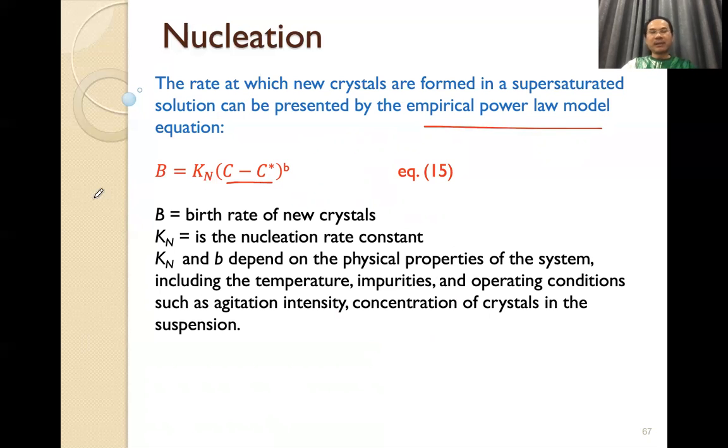Nucleation rate B is the birth rate of new crystals. It's a function of concentration in terms of delta C, C minus C star, to the power b. Kn and b you can estimate from experimental data. Kn is the nucleation rate constant. Kn and b depend on physical properties of the system, like temperature, impurity, and conditions like agitation intensity, agitation speed, and concentration of crystal in the suspension, for example.